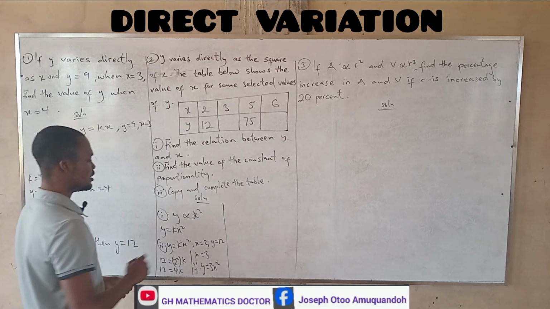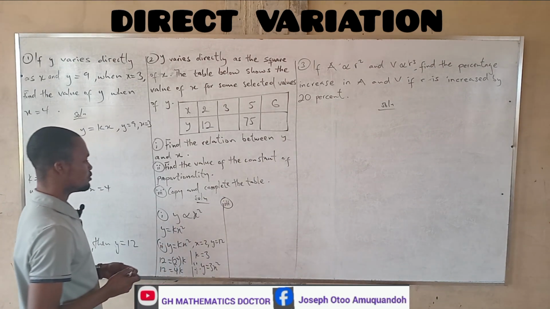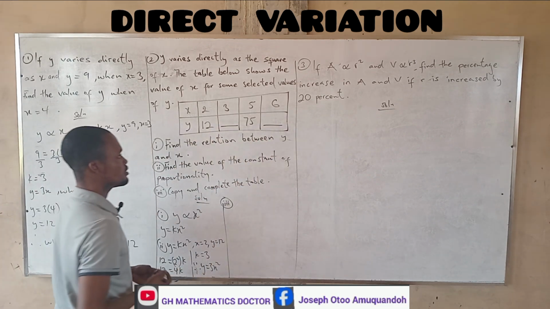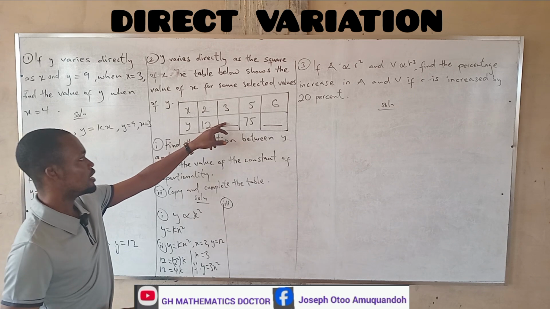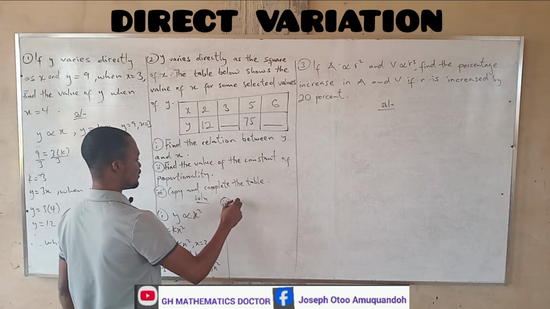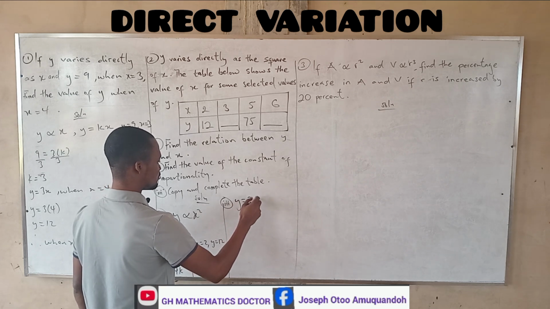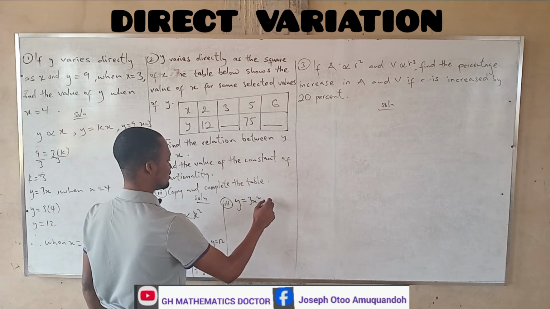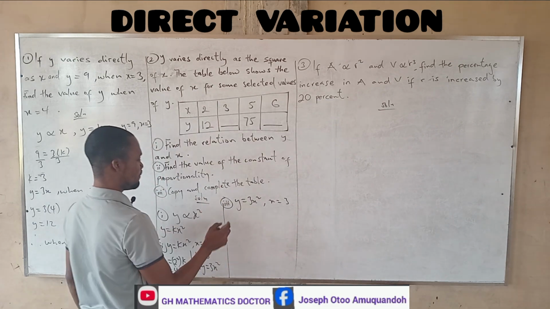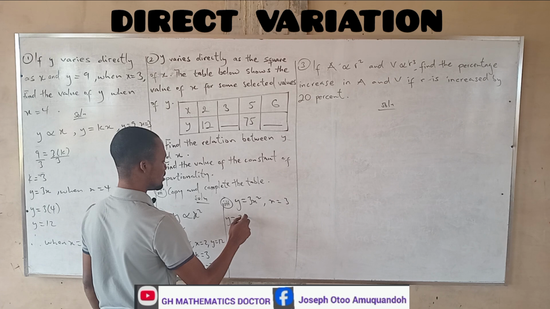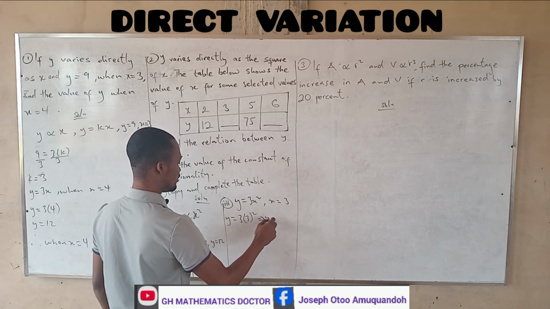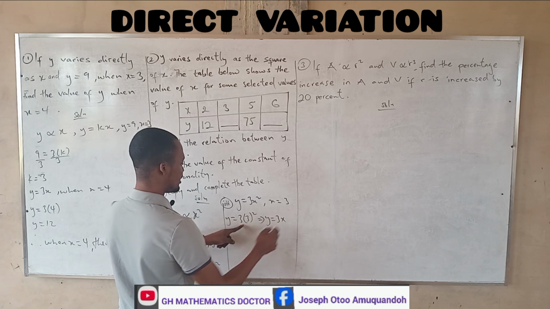Now let's answer the last question, which tells you to copy and complete the table. So you need to find the values for these places. When x is 3, what is y? When x is 6, what is y? We are going to use this relation to find that. So we have y equal to 3x squared. When x is equal to 3, I'm going to substitute 3 in place of x and find our y. So we have y equal to 3 multiplied by 3 squared, and that gives y equal to 3 times 9.